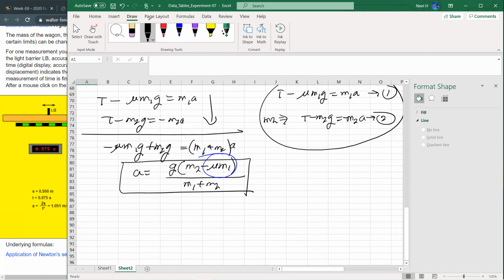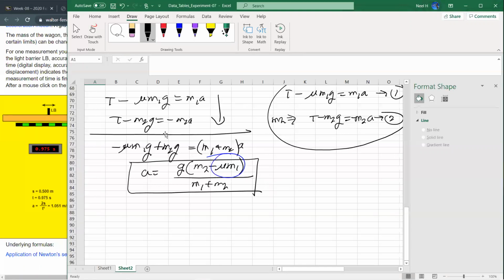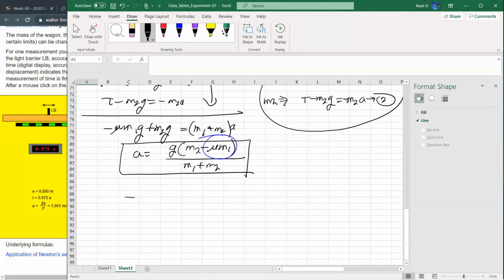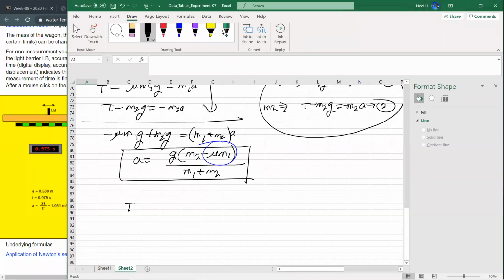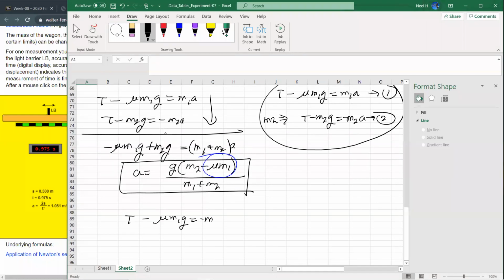Since I know the acceleration, you can take that and plug it back into any equation. You can find the tension, right? Or the force. Or you can solve these two again. T minus mu m1g is equal to m1 times A, and then T minus m2g is equal to negative m2A. If I want to solve this, I will just get rid of A, actually that's much easier.